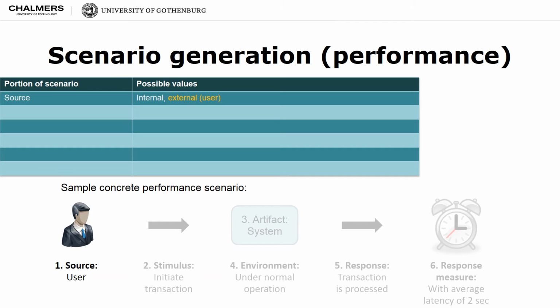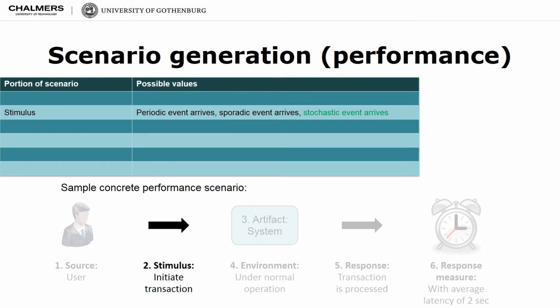In this case, we are interested in performance constraints about the entire system, and therefore we are considering an external source, which in our case is a user, but it might be, for instance, the interaction with a third-party system or an external sensor or an actuator, and so on and so forth.